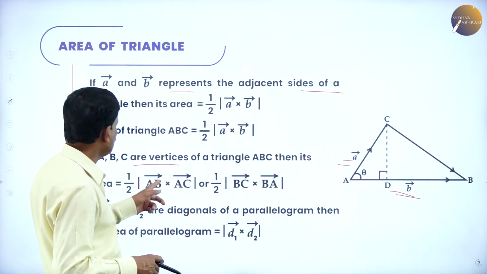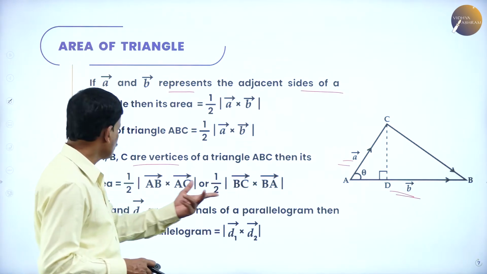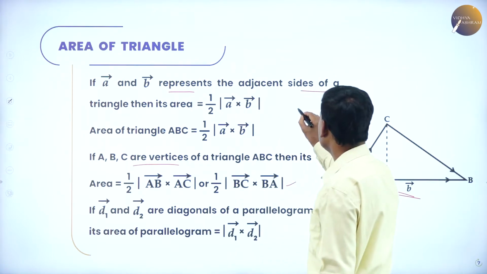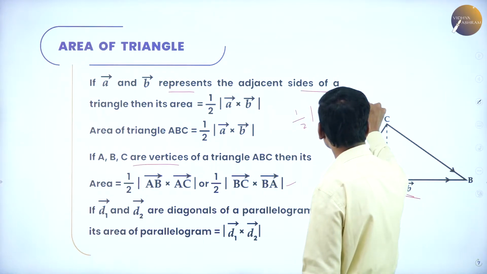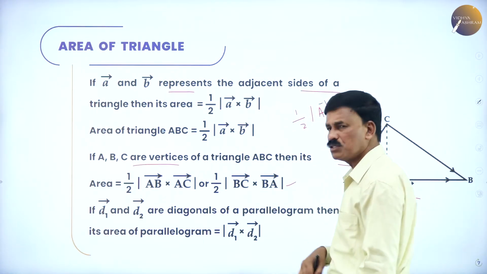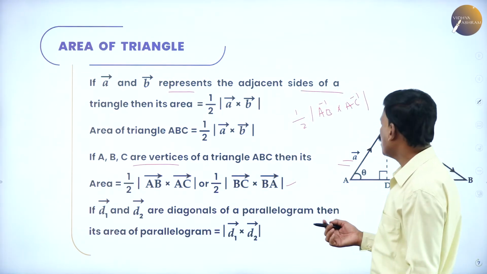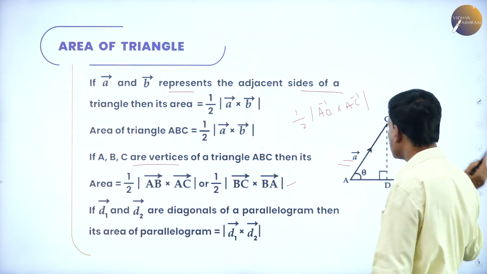So, half of AB cross AC, or you can also take B as the point, BC cross BA. So, that will give the area of a triangle. The area of a triangle formed by the vertices ABC is given by half into length of AB cross AC, or this is also equal to half into length of BC cross BA. Now, if you consider C, then this can also be written as half into length of CA cross CB.